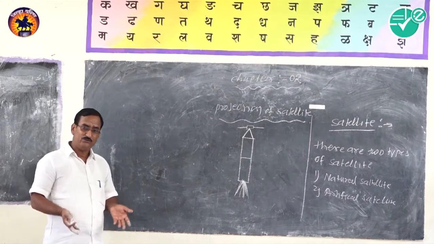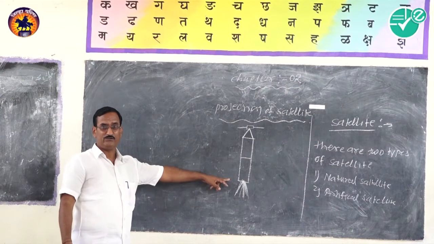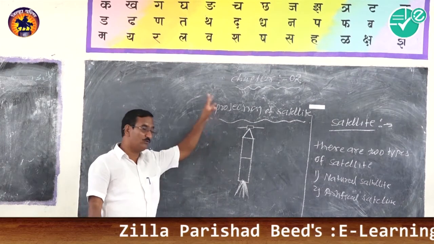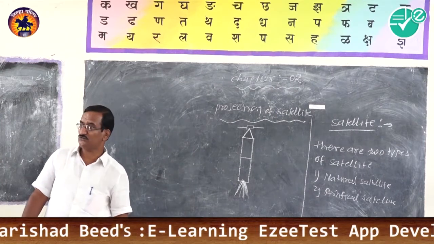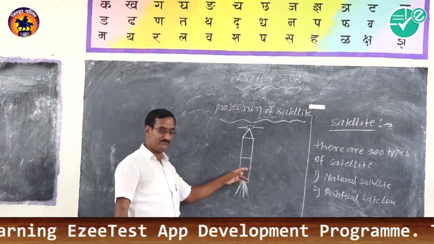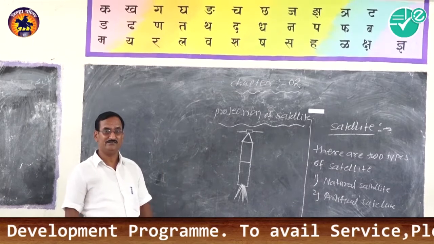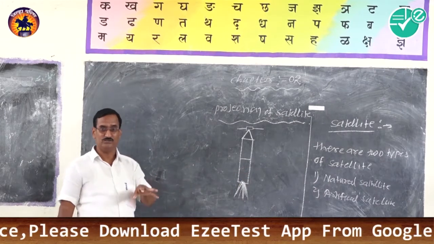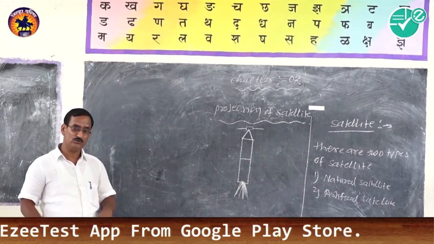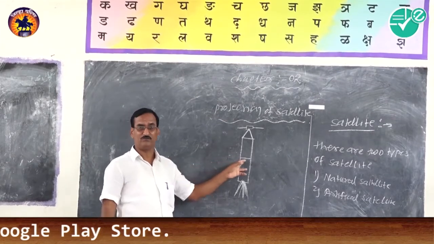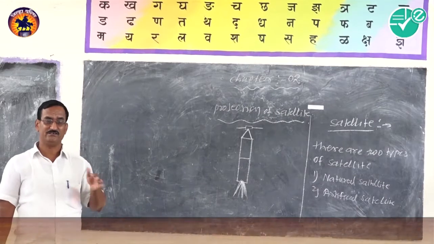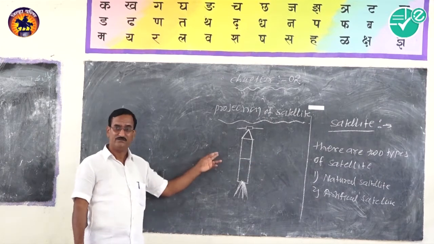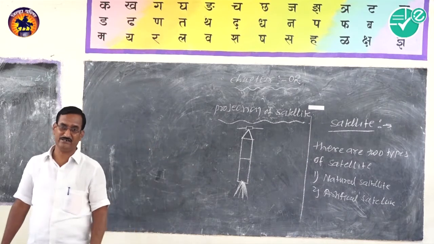Then the rocket with the satellite goes in the upward direction until the fuel in the first stage of the rocket is completely burned. Then it is detached, and the second stage of the rocket is ignited and turned through 90 degrees, so the satellite goes in the horizontal direction.